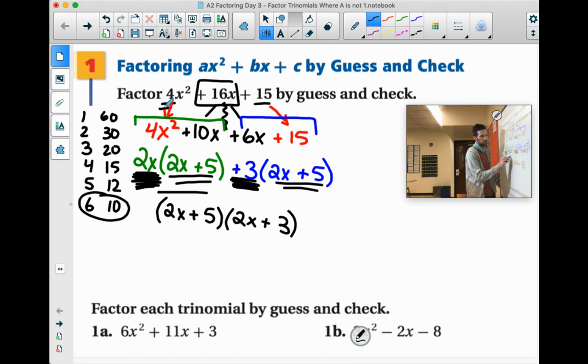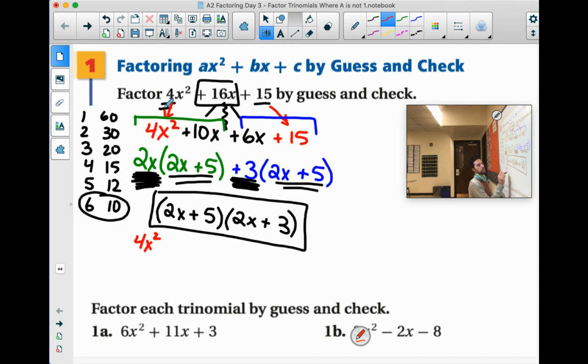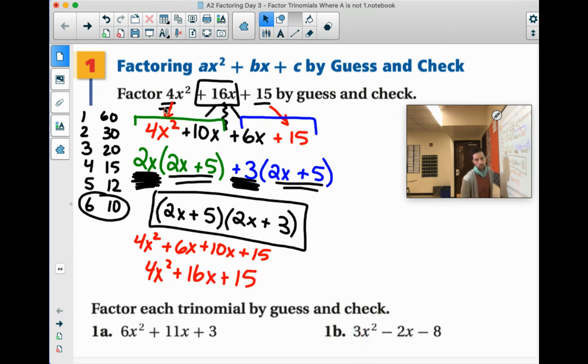And as always, you can check these by foiling. First, we'd have 4x squared. Outside would be 6x. Inside would be 10x. And last would be 15. We combine our x's, we get 4x squared plus 16x plus 15. That is one way you can do these problems. That's a very certain way that you can do it.